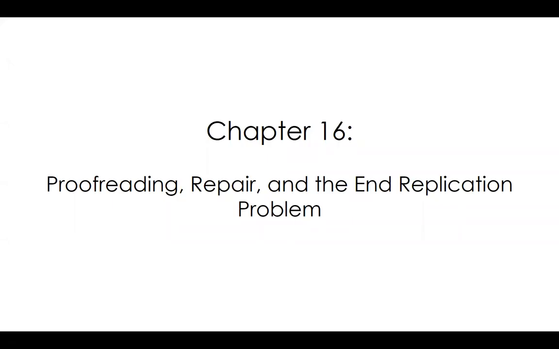Hey guys, in our last video for chapter 16, we'll talk about some of the finer points of replication. In the previous video, we talked about the mechanics and the enzymes involved with replication and the situations where this occurs, only in preparation for cell division. We also can learn a little bit about how we ensure that the DNA is a perfect, or as perfect as possible, copy, how we can fix it if something goes wrong, and then we'll get to that end replication problem that we've been foreshadowing.